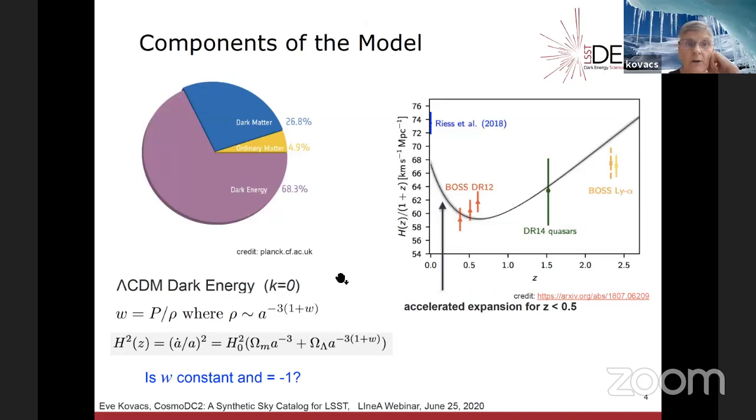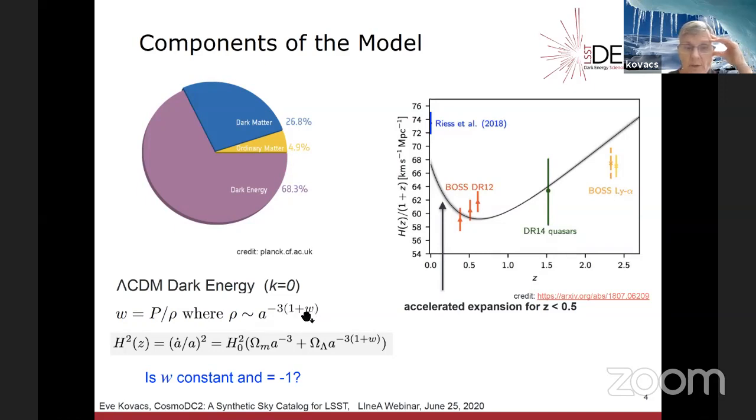Okay, so what are the components of the model? Well, the one that we really care about as survey scientists is this dark energy component. We don't really know what that is, but we model it as a fluid with an equation of state parameter W that describes the ratio of the pressure to the density. We think that W is constant, roughly, and approximately equal to -1. And in that case, this density scales like a to the power of -3(1 + W).